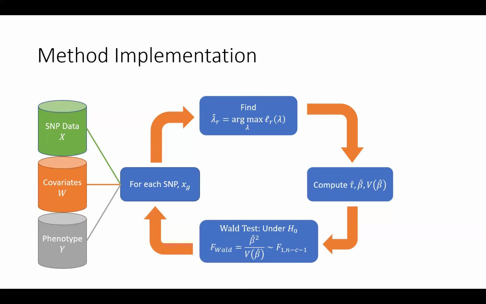Breaking down the method a little further, the way we estimate this mathematically, we're going to find the maximum likelihood estimate or restricted maximum likelihood estimate of the lambda parameter. And then we can use that to compute our tau, beta, and the variance of beta estimates. And we use that to conduct a Wald test of that beta coefficient. And we do that once for every SNP.